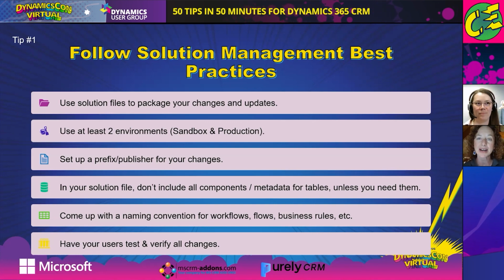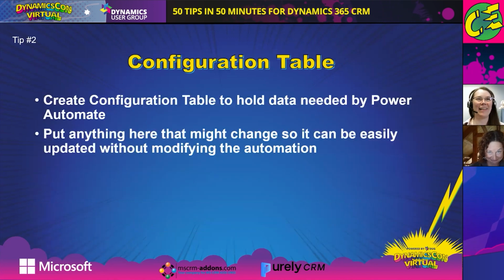Third, set up your own custom prefix or publisher so you can track your changes. Fourth, when you're adding components to your solution file, don't add all components or metadata unless you need them. Fifth, come up with a naming convention for your workflows, your flows, your business rules. It just makes it easier to be on the same page with everybody else in your organization and quickly and easily find things. And finally, have your users test and verify changes. And we didn't even talk about managed solutions, but you should probably be looking at them.